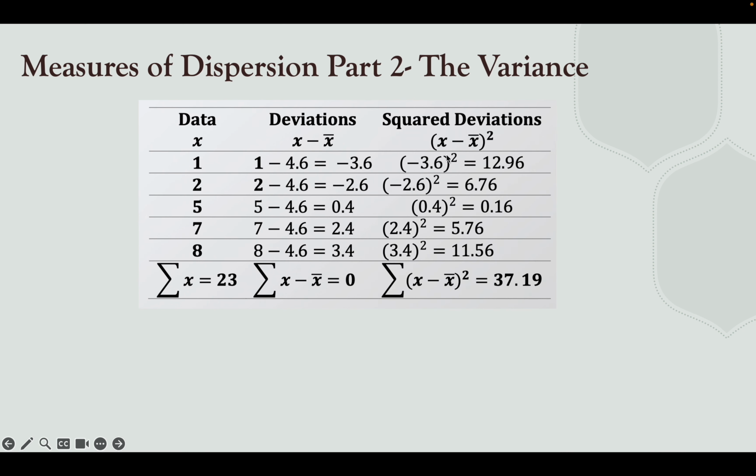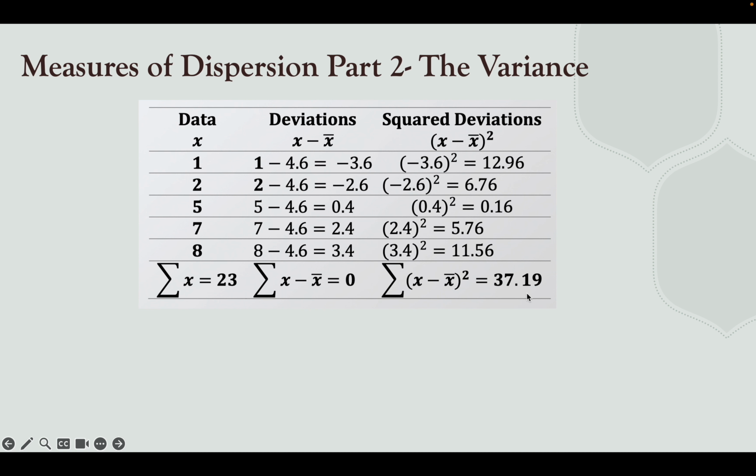Next, step number 3, we need to square the deviation. So your result here in your deviation, you just need to square, class. So we have negative 3.6 raised to 2, we have positive 12.96. Negative 2.6 raised to 2, we have 6.76. 0.4 squared, we have 0.16. 2.4 squared, we have 5.76. 3.4 squared, we have 11.56. Now, find the sum of your squared deviations. Add 12.96 plus 6.76 plus 0.16 plus 5.76 plus 11.56.